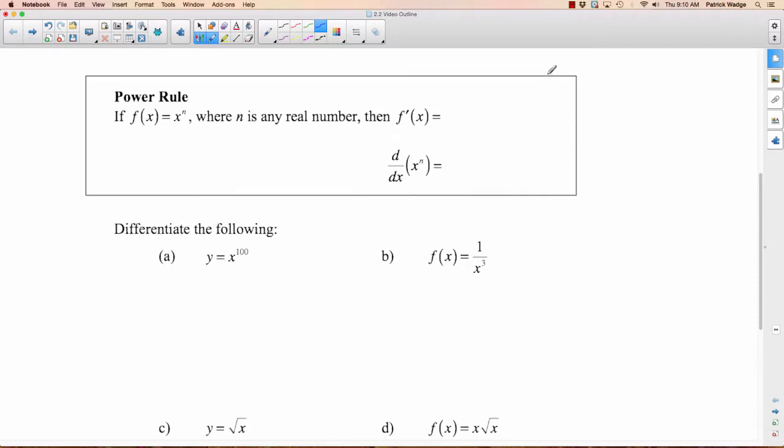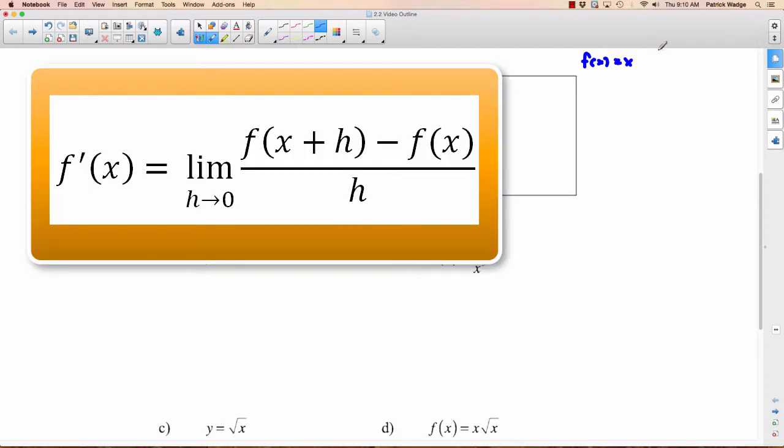Okay, to do this, let's figure out some patterns here. First of all, let's start with a very simple function, f of x equals x, and figure out the derivative of that. We're going to figure out f prime of x using the difference quotient. So we would do f of x plus h. We plug x plus h in here and just get x plus h. Then we subtract f of x, which is just x, and divide the whole thing by h. The x's would cancel, and you'd get h over h, which cancel, leaving just 1. So f prime of x in this case equals 1.